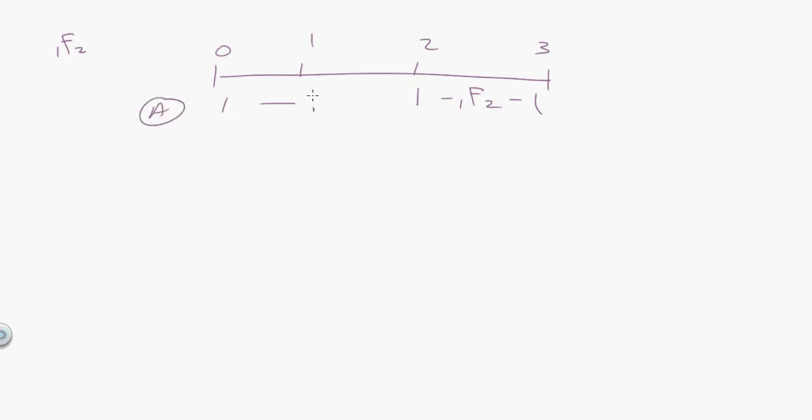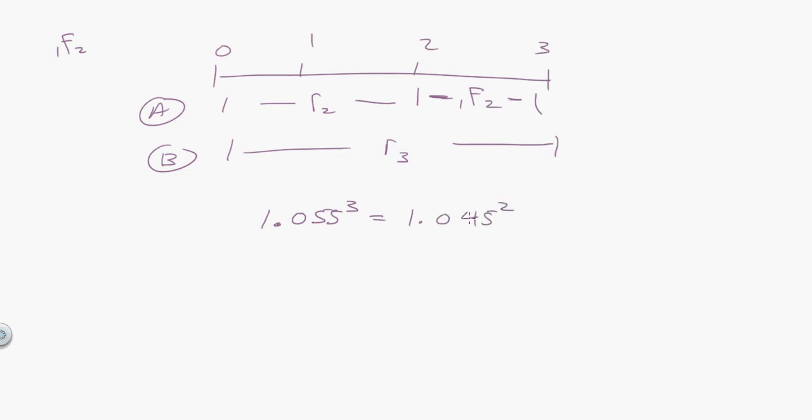Okay, let's look at the next one, 1F2. So once again we have a 3-period time horizon. This is a 1-period rate that begins in period 2. So option A is to invest for 2 years at the 2-year spot rate and then reinvest at this unknown rate. Option B is to invest for the full 3 years at the 3-year rate. The 3-year rate is 5.5%. Do that for 3 years.